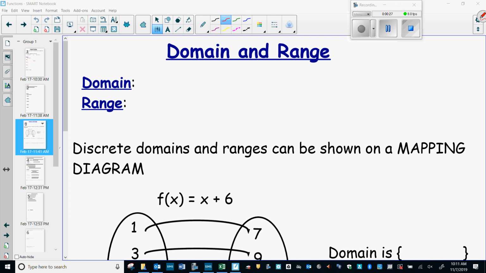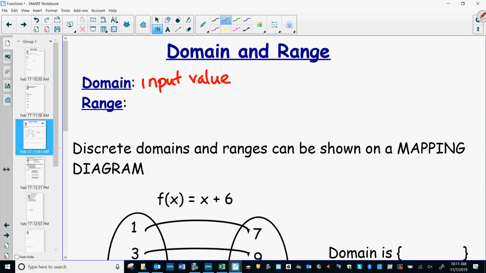Essentially, domain are the input values, the x values. So if we're asking about the domain of a function, it's the input values, in other words, the x values. And what we're saying is that either you are told which values to use for your domain, or they may say, are there any values that you cannot substitute into this function? And we'll talk about that a little bit later on.